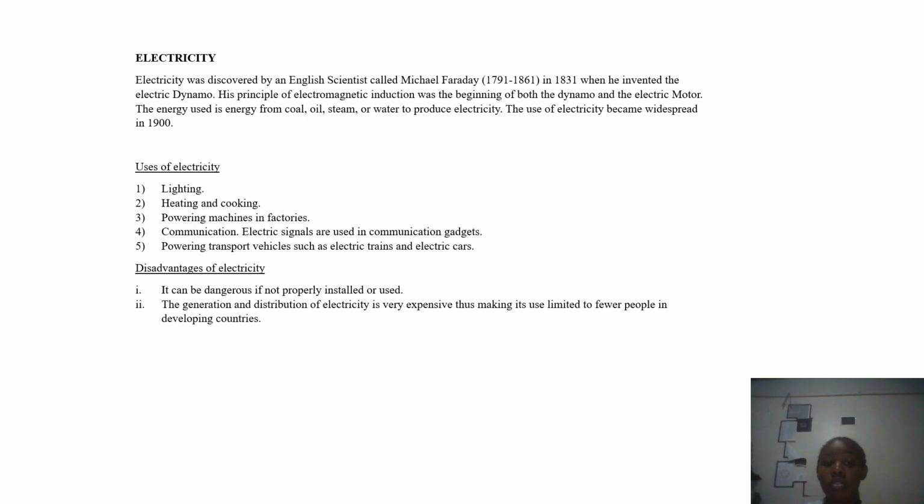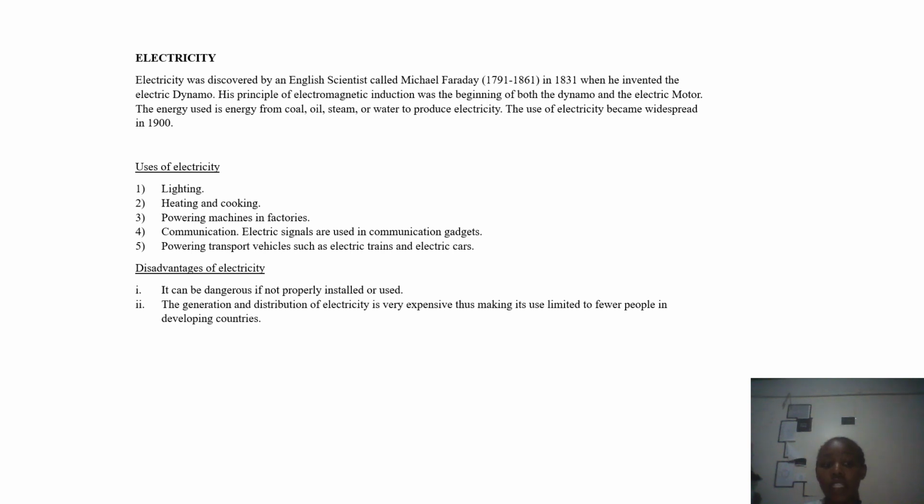The energy from coal, oil, steam, and water is used to produce electricity. The use of electricity became widespread in the 1900s. That's the 19th century.